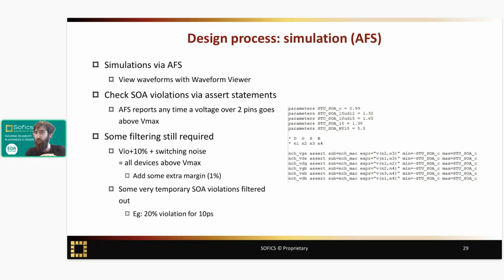After this reporting, we do some extra filtering. This is because, for example, if you have a 1.8 volt device which can handle 2 volts, but you combine that with a supply voltage of 1.8 volt plus 10%, also 2 volts, any little bit of noise on top of that will trigger a SOA violation, which in practice will not be an issue. This is one example of the SOA violations which we will filter out.